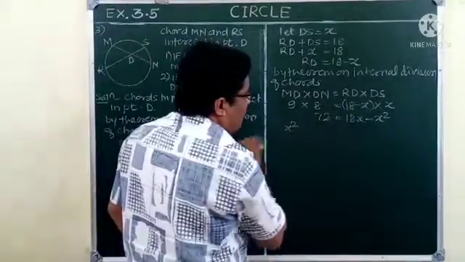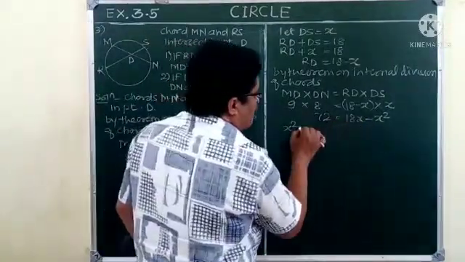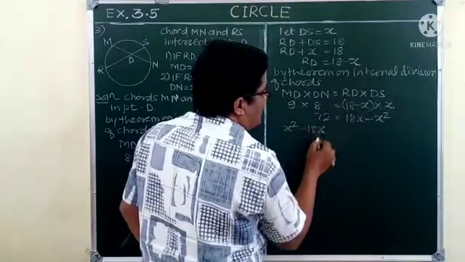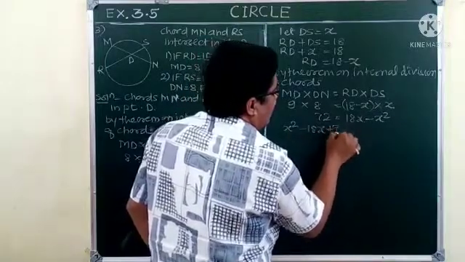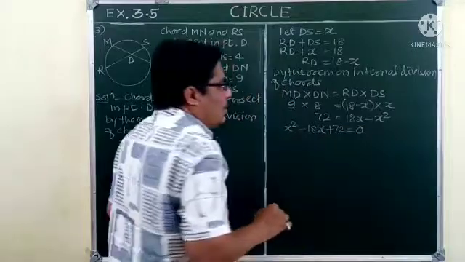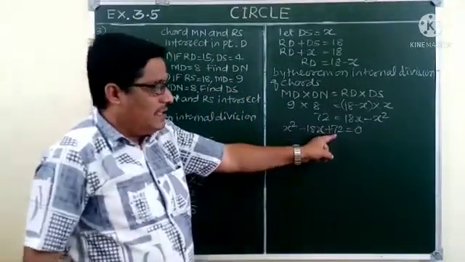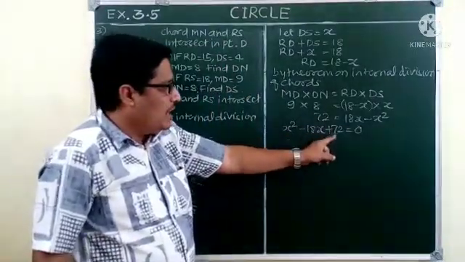So minus x square will become x square, 18x will become minus 18x and this 72 will be as it is, equal to 0.